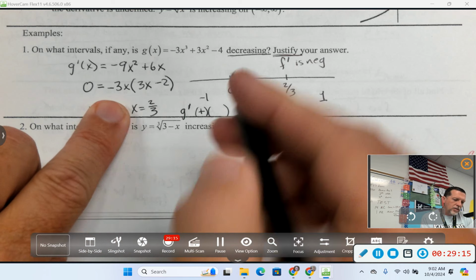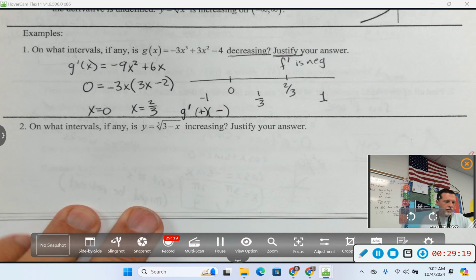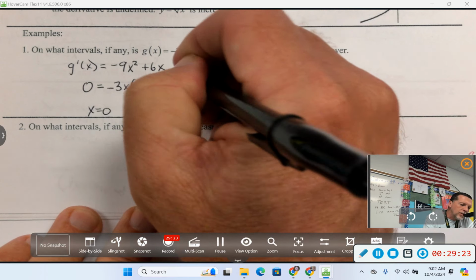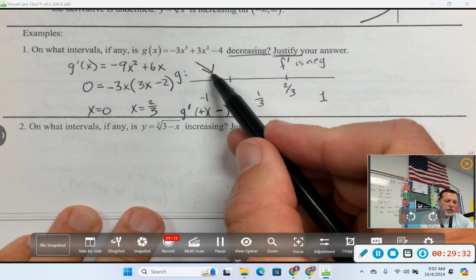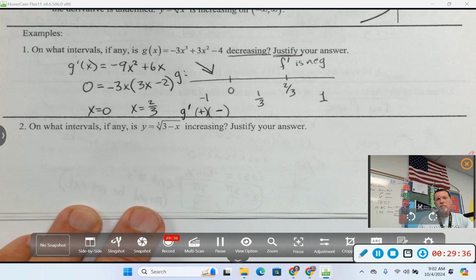Negative 3 minus 2 is negative. So g prime would be negative. If g prime is negative, what does that tell me about the function? It's decreasing. So g prime is negative means we're decreasing. I don't need the picture of the arrow. What I really need is g prime is negative, but I like making that connection while we're here.